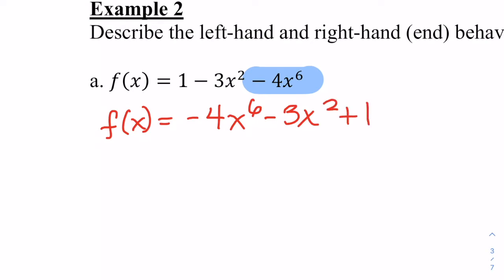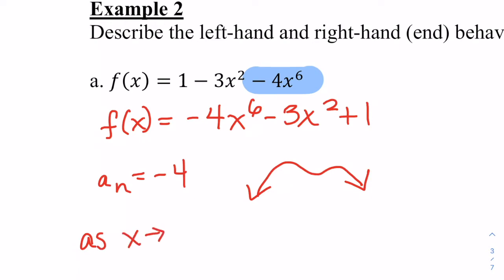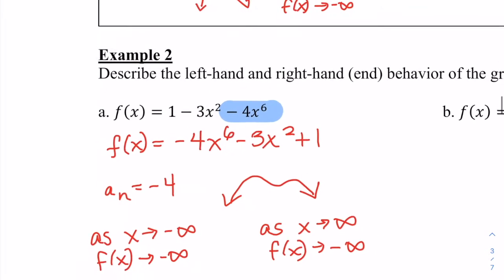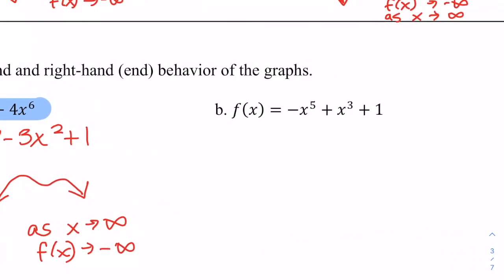Now it's clear to see that the leading coefficient is negative 4. It's an even degree, so we know that both the left-hand behavior and the right-hand behavior will act the same. Even without a picture, we know that it's going to be opening downwards in general. So we could say as x approaches negative infinity, f of x approaches negative infinity, and as x approaches positive infinity, f of x also approaches negative infinity. It's opening downward.